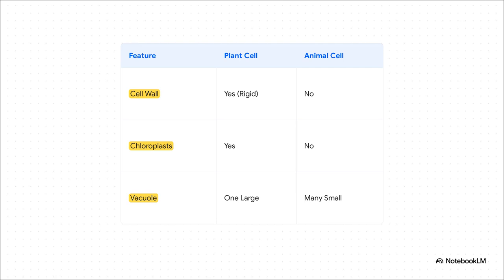And here they are, the big 3. Number 1, the cell wall. Plants have it, animals don't. Number 2, chloroplasts. Again, yes for plants, no for animals. And number 3, the vacuole. Plants have one giant one, animals have a bunch of small ones. Seriously, if you can just remember those 3, you pretty much got it.